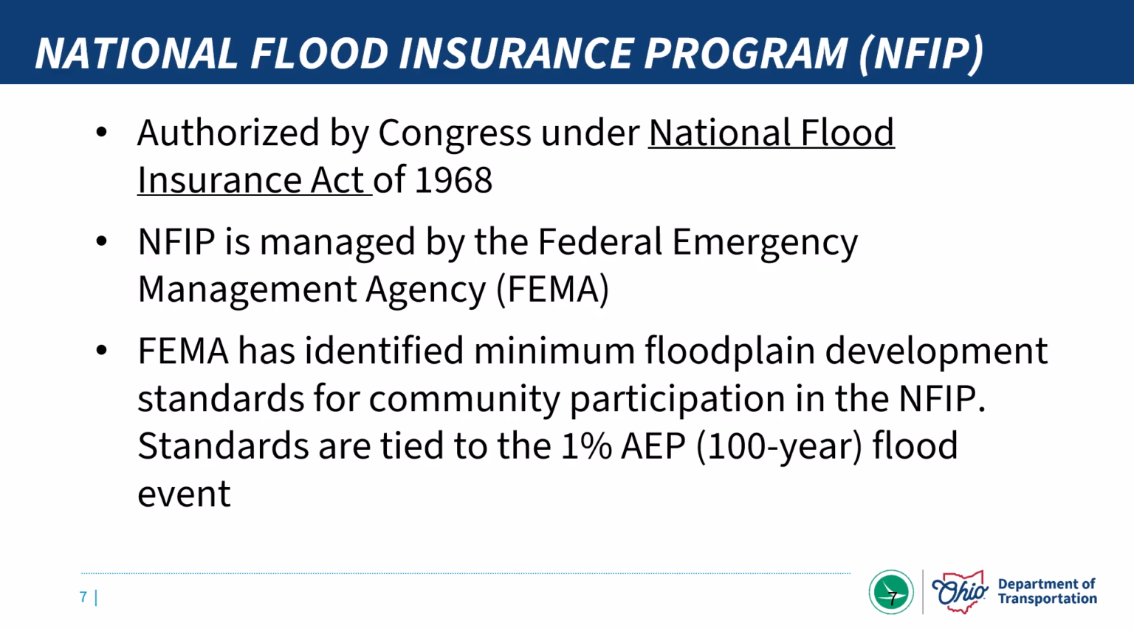So the National Flood Insurance Program was authorized by Congress under the National Flood Insurance Act of 1968. The NFIP is managed by the Federal Emergency Management Agency, or FEMA. That is why we hear about FEMA zones, FEMA maps, and all that, because FEMA is regulating that. And what did they do? Well, they identified minimum floodplain development standards for communities to participate in the NFIP. And they tied that to the 1% AEP storm, or what was formerly known as the 100-year flood event, and that is called the base flood.